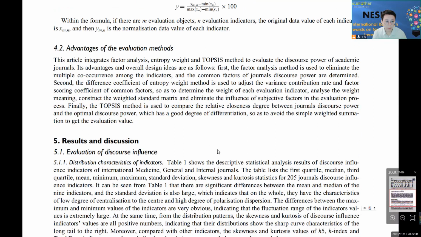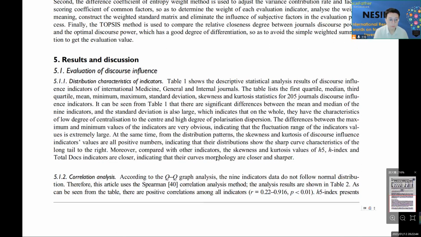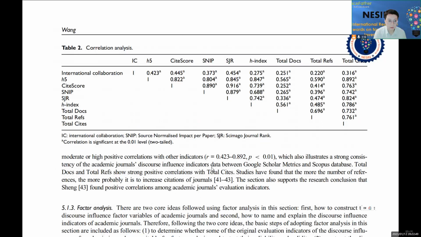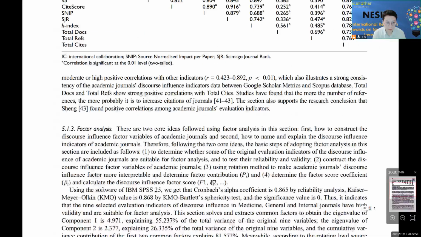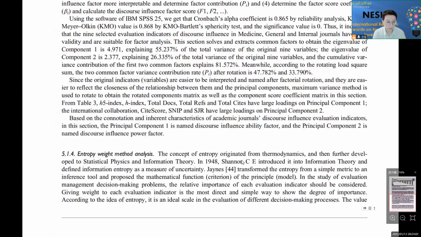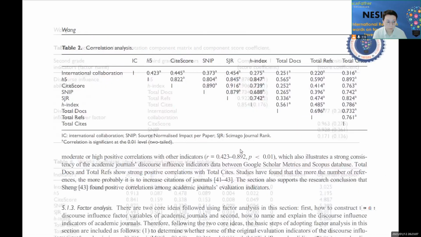The fifth part is results and discussion. First, we make an evaluation of discourse influence. Then the distribution character of indicators. The second is correlation analysis. Table 2 is correlation analysis. So we make the factor analysis. Then we make the entropy weight method analysis.